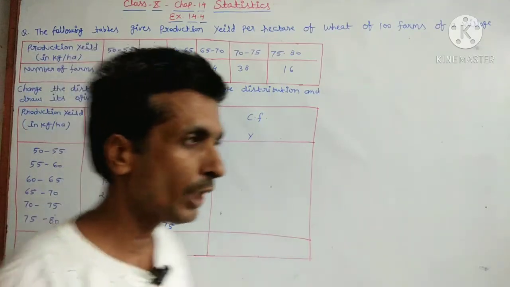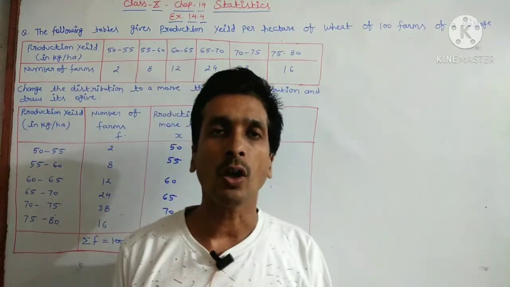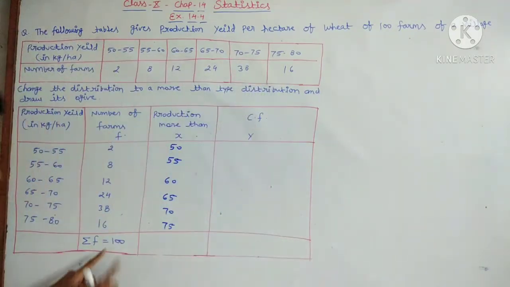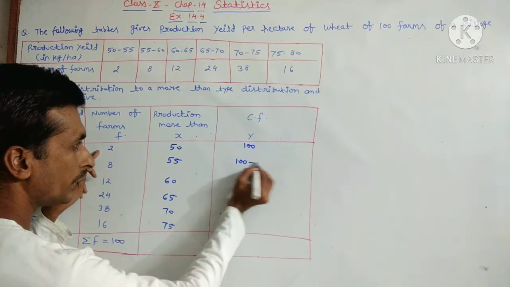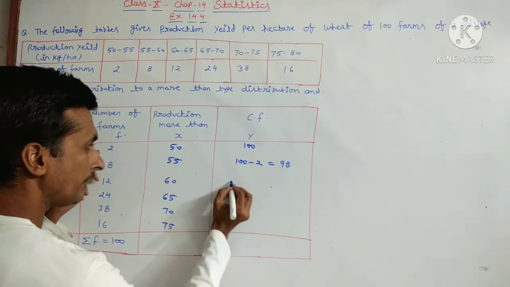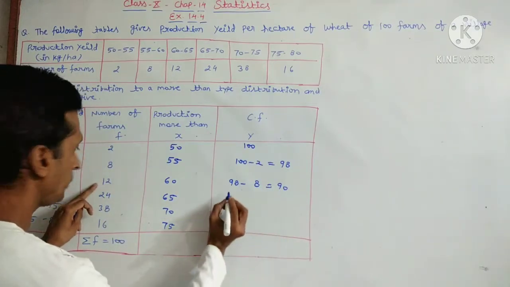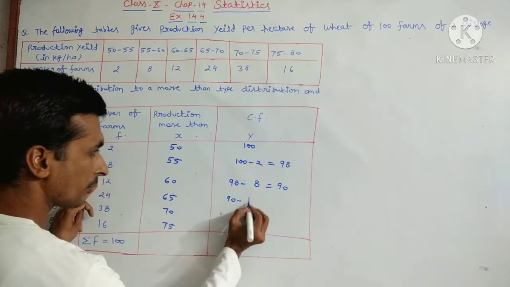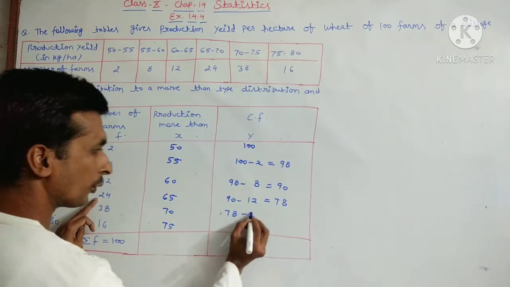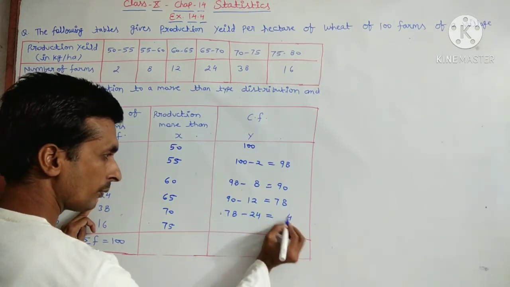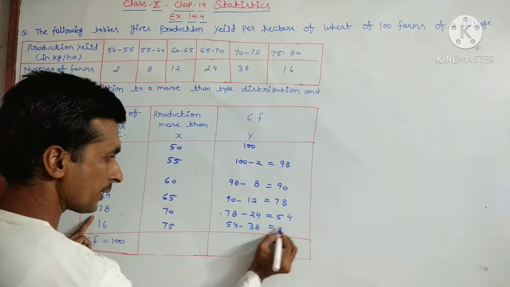In the more than ogive, you have to write the first value here as CF. The first value is the summation of the frequency. How much is it? 100. So the first value is 100. The next one is 100 minus 2, how much? 98. And the next one is 98 minus 8, here it is 90. And the next one 90 minus 12, it is 78, and 78 minus 24, 54, and 54 minus 38, it is 60.